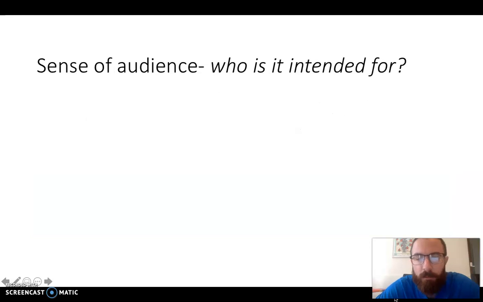Once you've done that, the next thing we need to consider is the audience. This is something that I think a lot of students fall down on in Year 11 and 12 ATAR, is that they don't have a clear audience in mind.